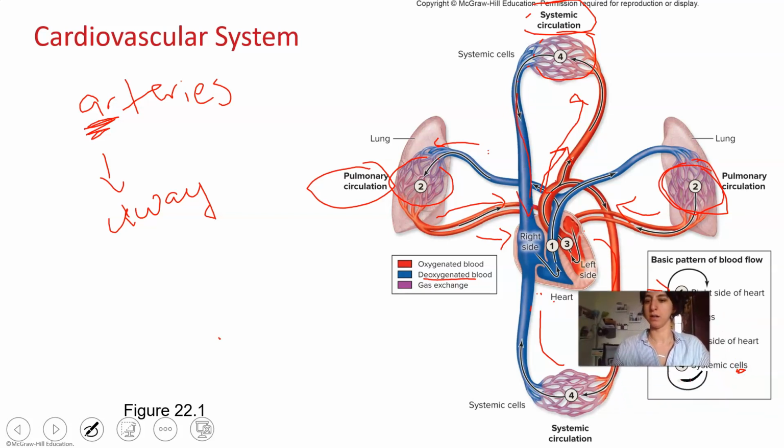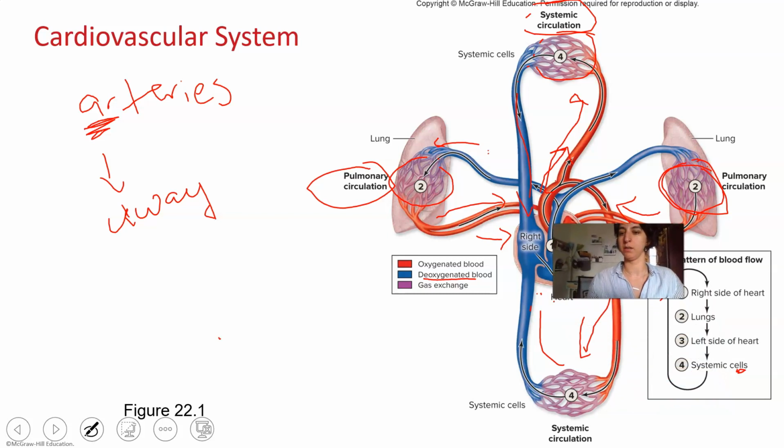So as you can see here, it's a loop-de-loop, where we start with the right side of the heart, lungs, left side, and then systemic cells, and back to the right side. Okay, so that is our overview of the cardiovascular system.